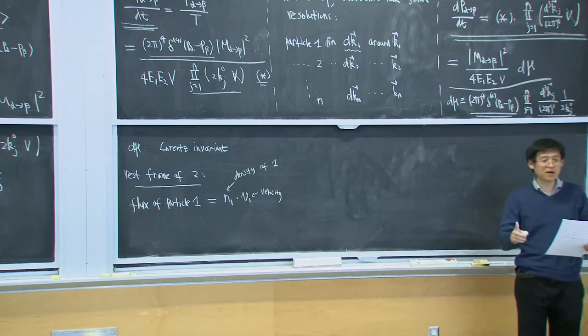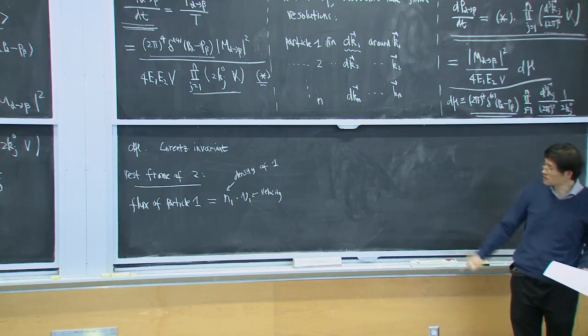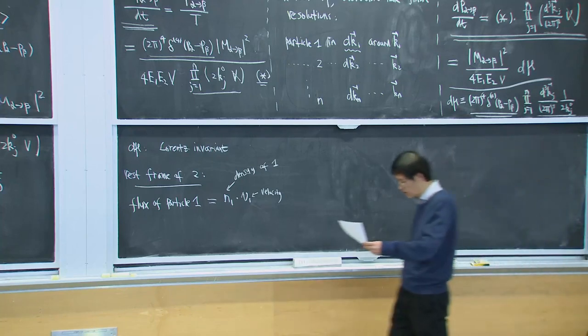So now in this experiment, we have two particles scattering. What do you think will be the density of particle 1? What do you think is n1?